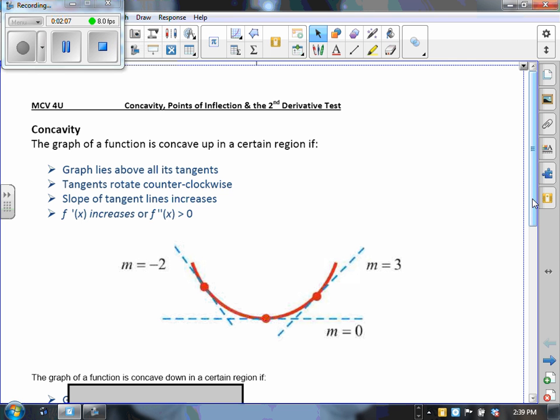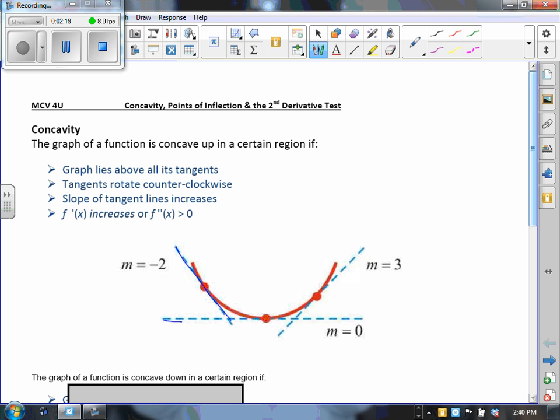So just to emphasize some of these particular points, you can see that based on the tangents that are being drawn, these 3 here that we have available to us, the graph is above the tangent lines. You can also see that the tangents are rotating counterclockwise. As we read a graph from left to right, you can see how there's a rotation of the slopes of those tangent lines in a counterclockwise direction.